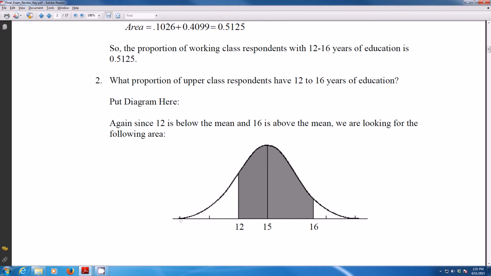So this diagram basically shows the distribution of education for the upper class respondents. 15 is going to be in the middle. 12 is going to be below 15, 16 is going to be above 15. And so just like for the last question, we need to turn the 16 and 12 into z-scores, find the area in column B, that is the area between the mean and the z-score, corresponding to each of these z-scores, and we're going to have to add those together to answer the question.